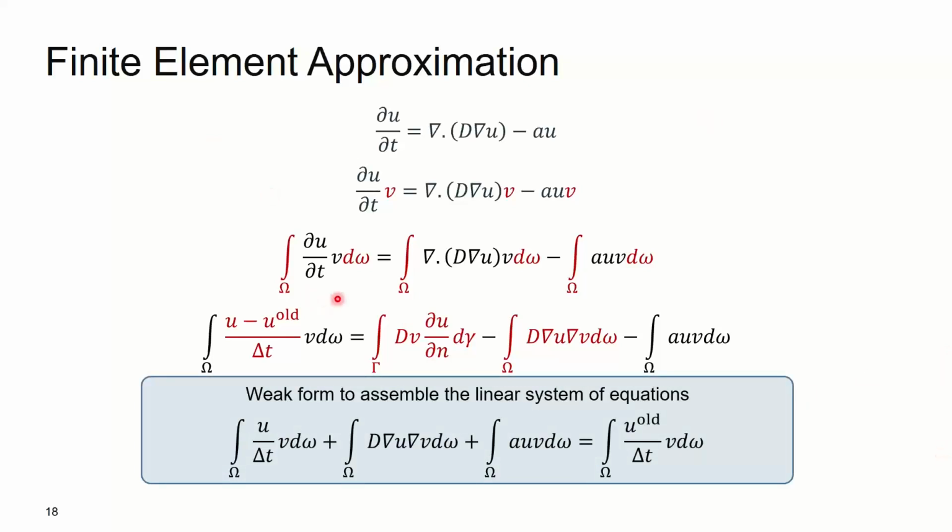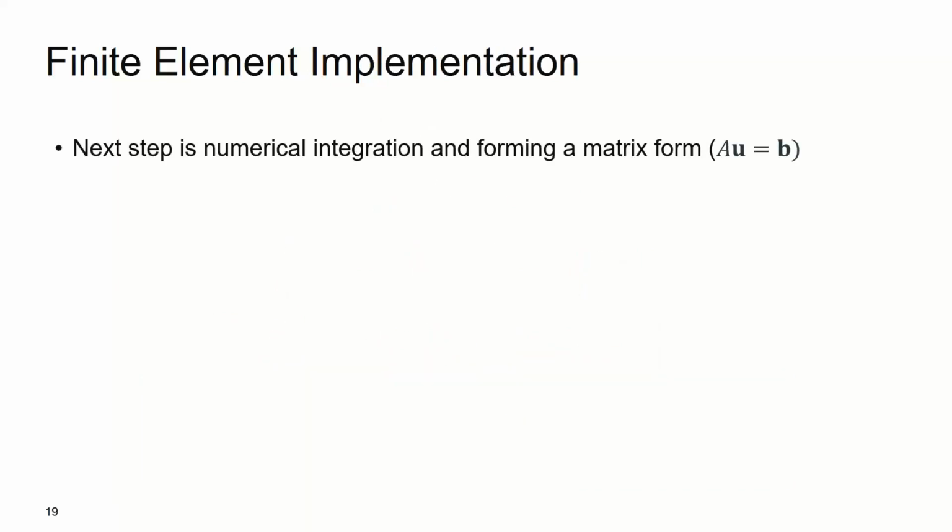And actually, the temporal term is also discretized using finite difference. So in the end, the weak form is a combination of finite element and finite difference. So this is really the way that you can derive the weak form. And then the next step is to get the weak form into a form like AU equals B or AX equals B, a linear system of equations. And this is actually what FreeFEM does for us.